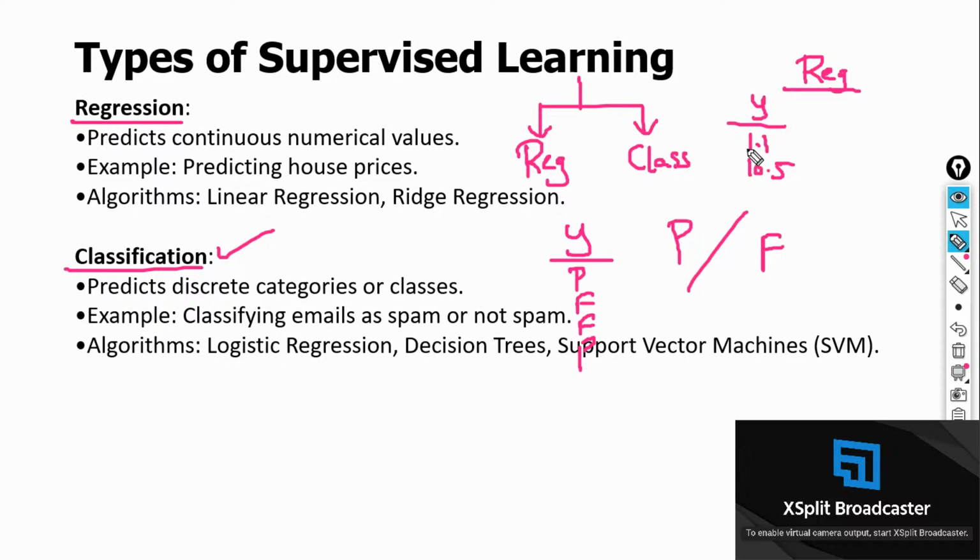Classification algorithms are used to predict discrete values. If you have discrete values in your y column, then go with classification algorithms. And in the same way, if you have continuous values in your y column, go with regression.